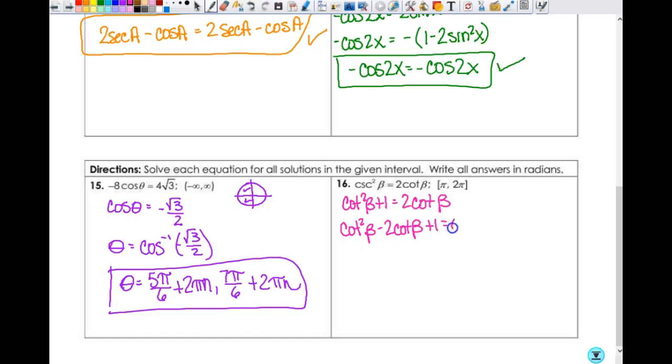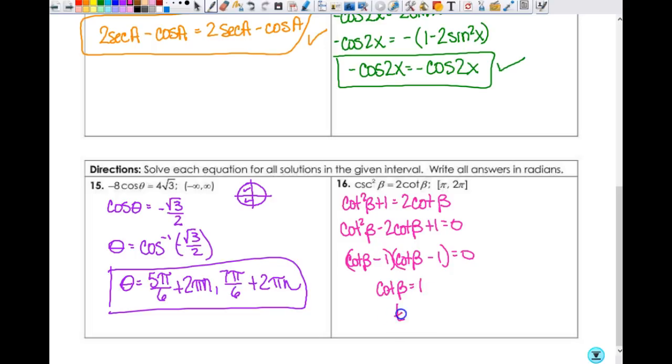plus 1 equals 0. So I'm going to factor. We get cotangent of beta and cotangent beta. Signs have to be the same. They both have to be negative, and these have to multiply to give me 1. So there you go. So this was really a special case, which is just cotangent of beta minus 1 squared. But I just use it once, and I get cotangent beta equals 1.